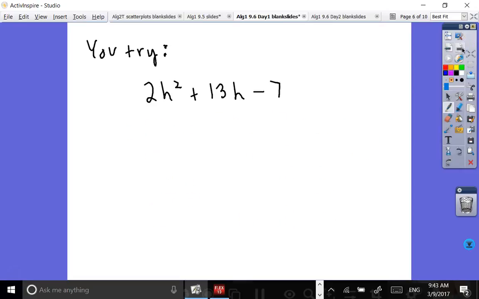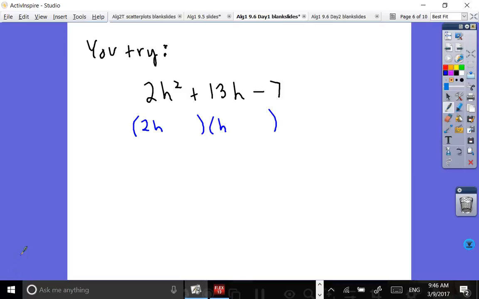Okay, let's try. See whether you could figure this one out. Start yourself off with 2 parentheses, and you know that the first terms will be 2h and h. See if you could figure out what goes after that. What numbers were you choosing from that had to go second?